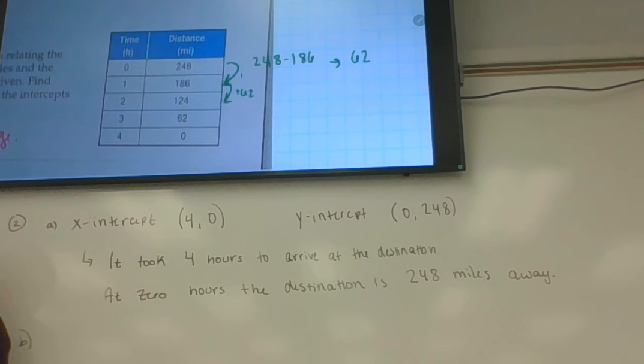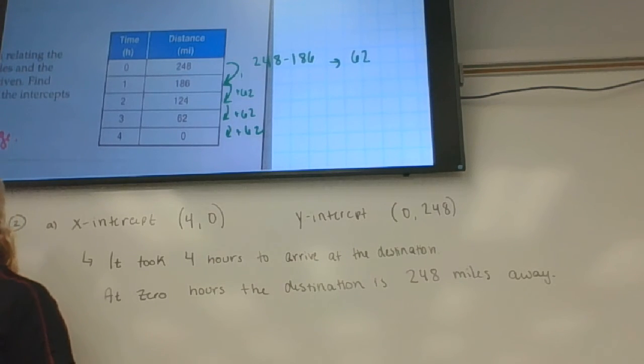Up 62, up 62, and up 62. And we didn't have to do any division because these were changing by 1. But if this was going by 2s, we divide by 2. If this was going by 3s, we divide by 3. So let's just note for a minute that finding the rate of change required us to subtract. Subtraction is involved in finding rate of change. That's important for the formula you're going to write today.